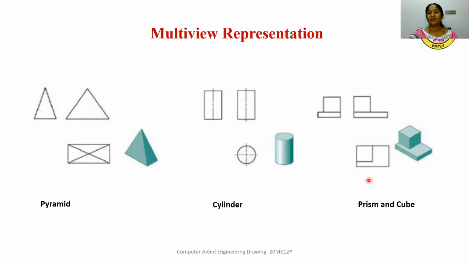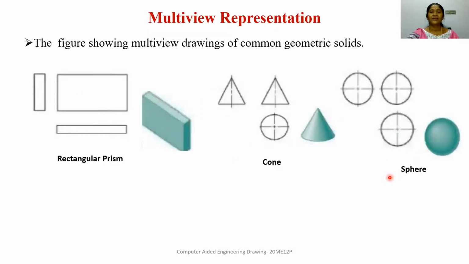Similarly, the cylinder is represented as a circle in the top view. So this is how the combination of prism and cube is represented in the multi-view drawing. A rectangular prism is represented as three different rectangles of different dimensions in the front view, top view, and the side view. Similarly, a cone is represented as a triangle with base equal to the diameter of the cone in the front view as well as in the side view, and it is represented as a circle in the top view. The sphere is represented as a circle in all the three views.